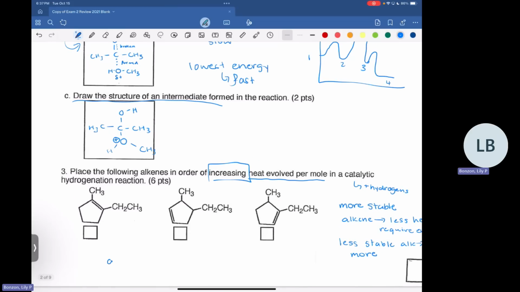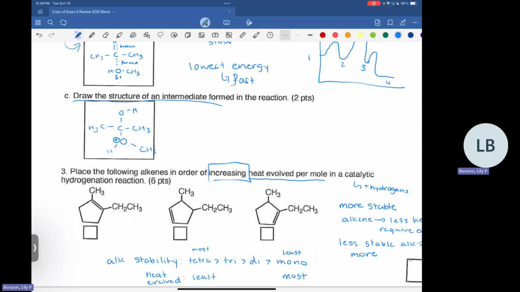And so remember, alkene stability is the number of carbon groups it has on it. So if it has tetra sub, so 4 carbons, that's more than tri, that's more than di, and that's more than mono. So tetra is the most stable, and mono is the least stable. So then in terms of heat evolved, that would mean tetra is the least heat evolved, and mono is the most heat evolved. Does that make sense so far?